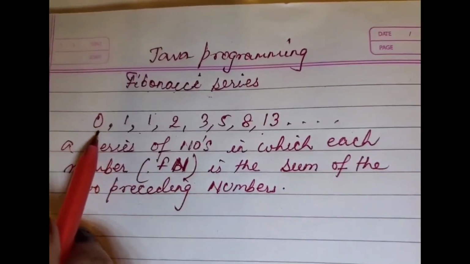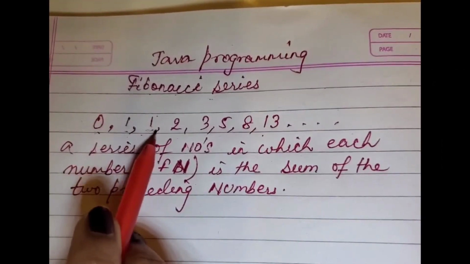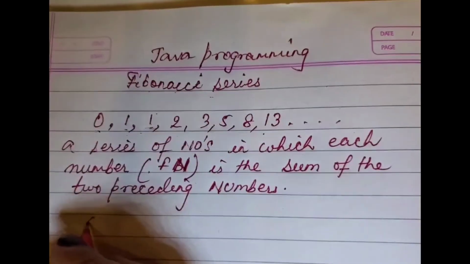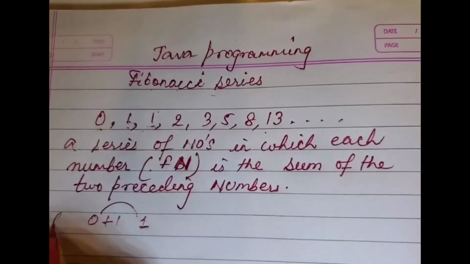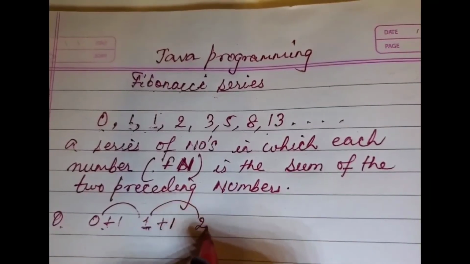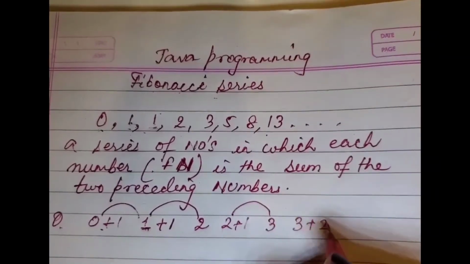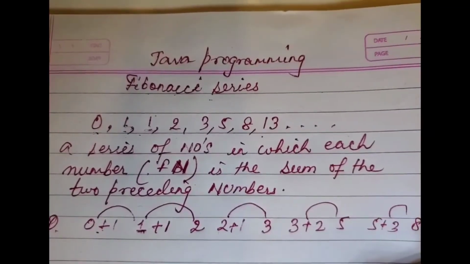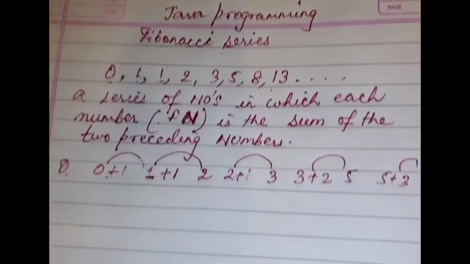So for example, we have 0 and 1. If you add 0 plus 1, the third digit will come: 1. Then 1 plus 1 you'll get 2. Then 2 plus 1 you'll get 3. Then 3 plus 2 you'll get 5. And then 5 plus 3 you'll get 8. And so on, like this you'll get these numbers. So what we do, we just add them. Now let's begin the program.